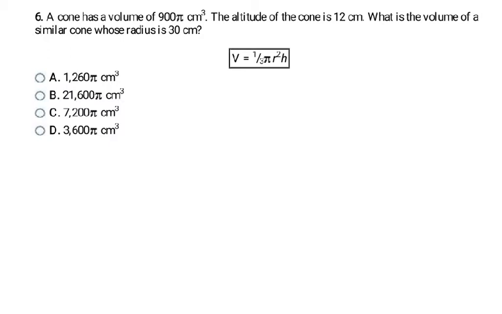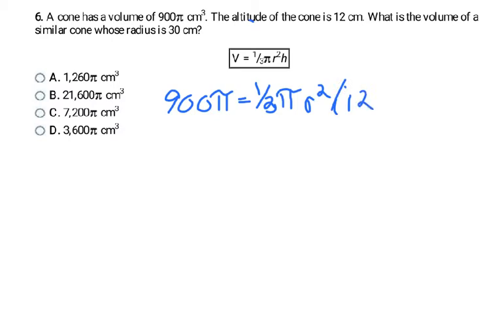So that first cone has a volume of 900 pi, and that's going to equal 1/3, and I'm going to keep the pi in there since there's pi in the volume they gave us, and pi is in our answer. And that's going to be times the radius squared, which is what we're looking for, so I write r squared, and then the altitude or height is 12, so I'm going to substitute in 12.